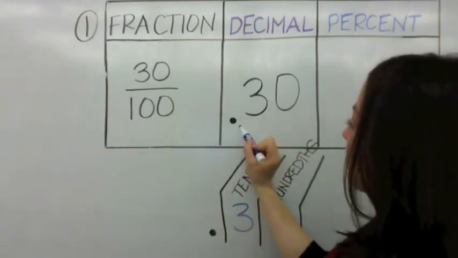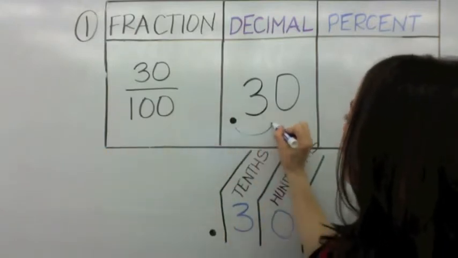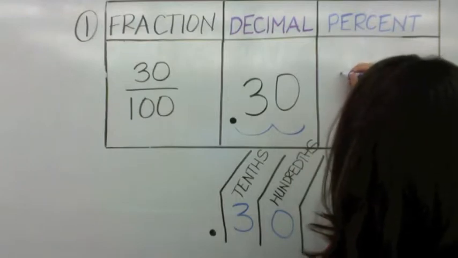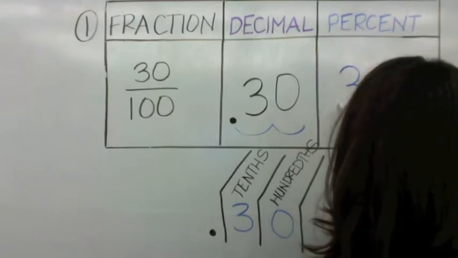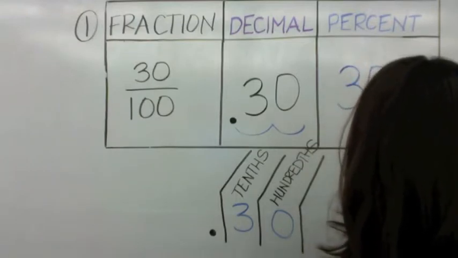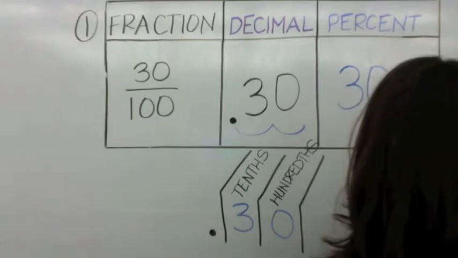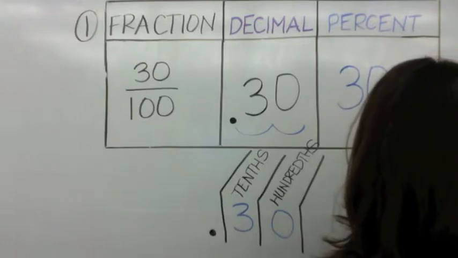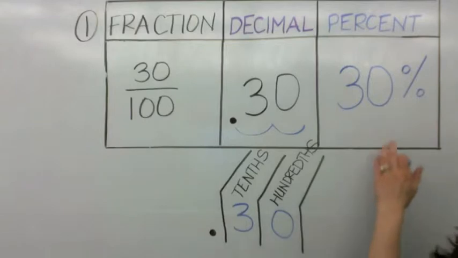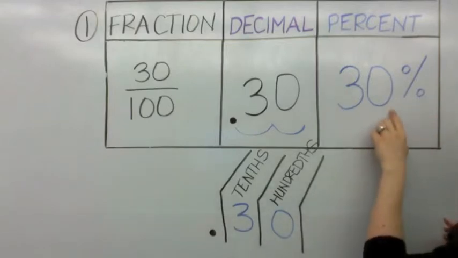So here's a decimal, okay? You would move it 1, 2. And then you would end up with 30. There's really an invisible decimal here, okay? And then it would be percent, okay? 30 becomes a whole number, and the decimal comes after the whole number.